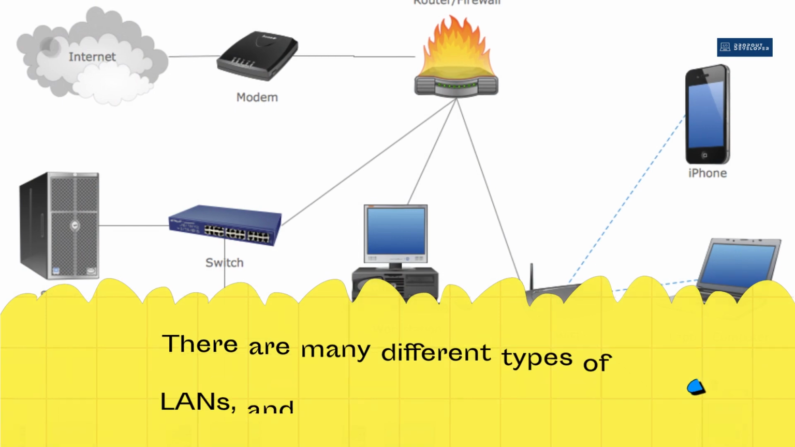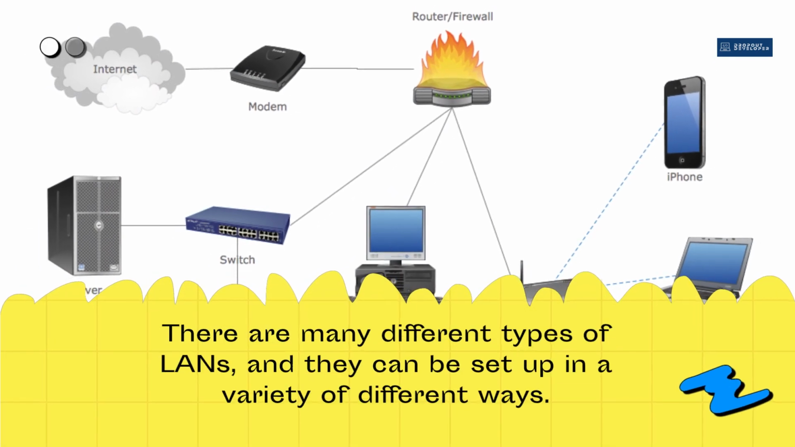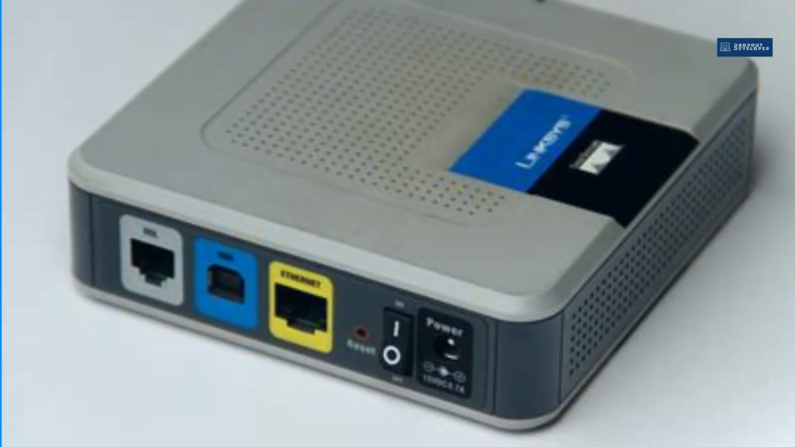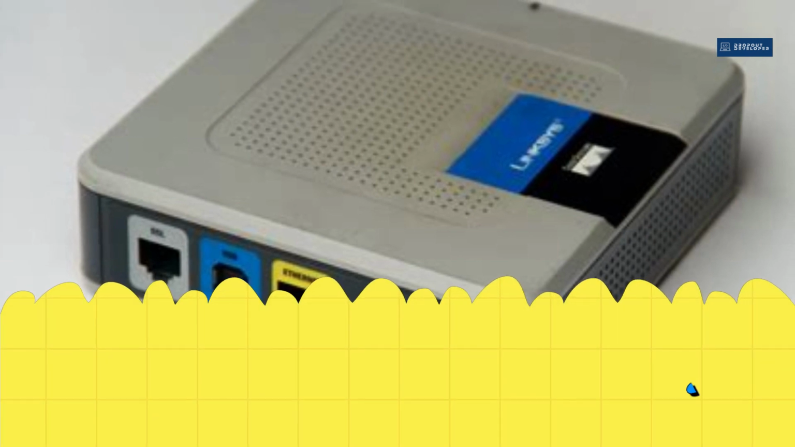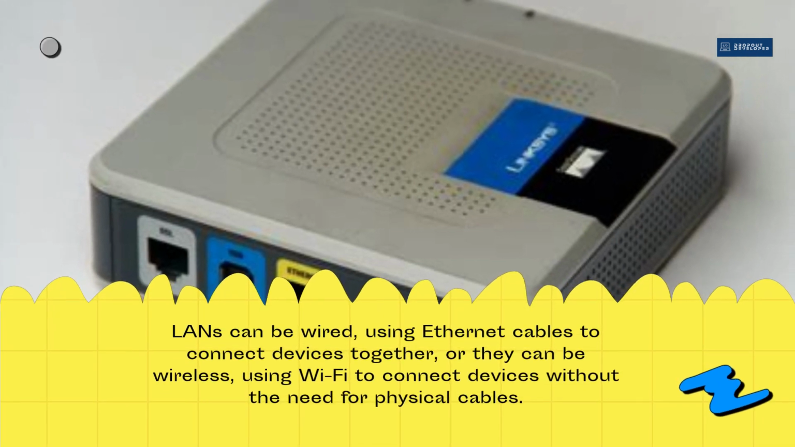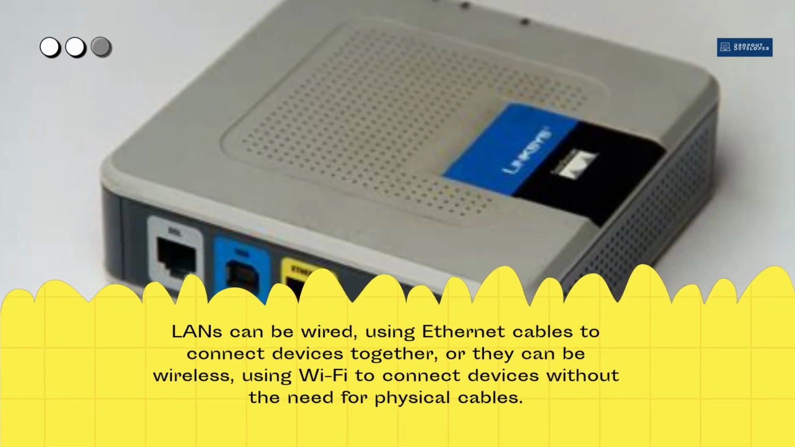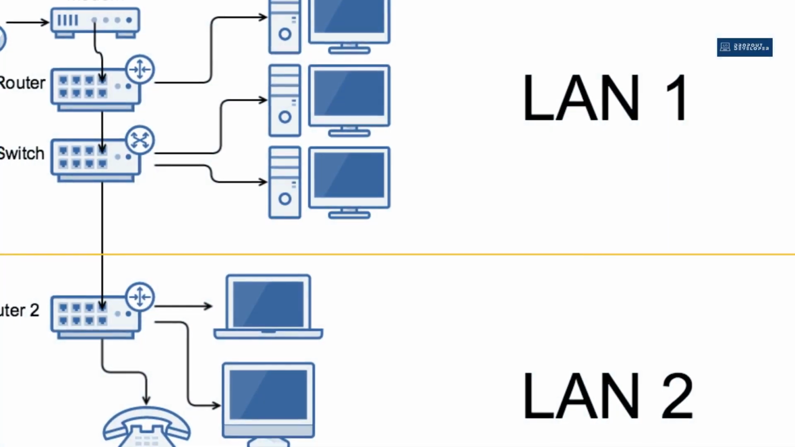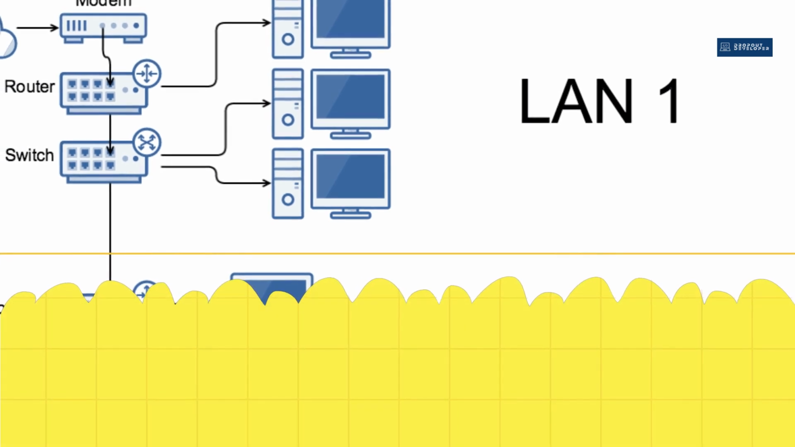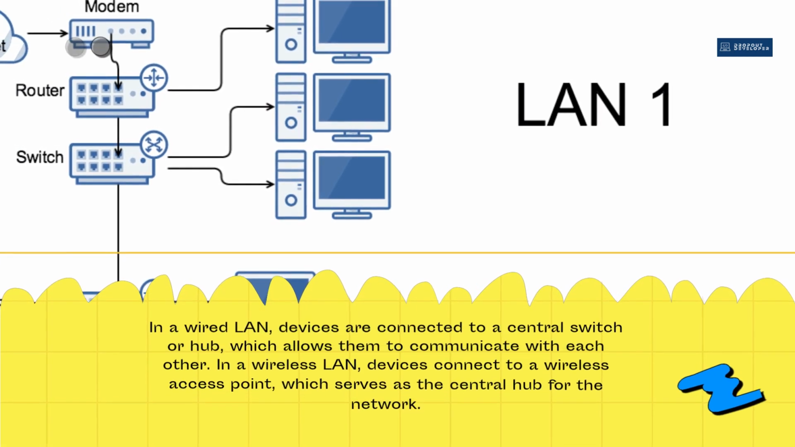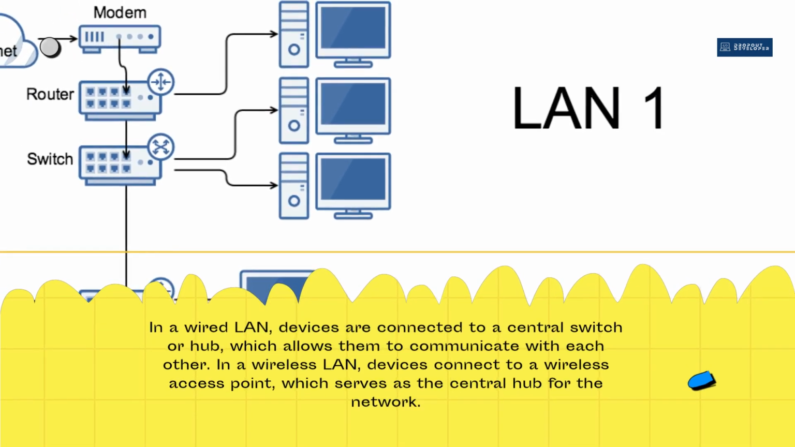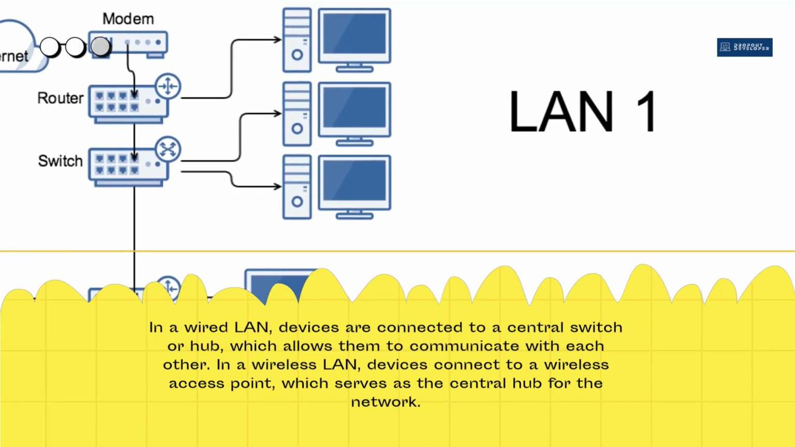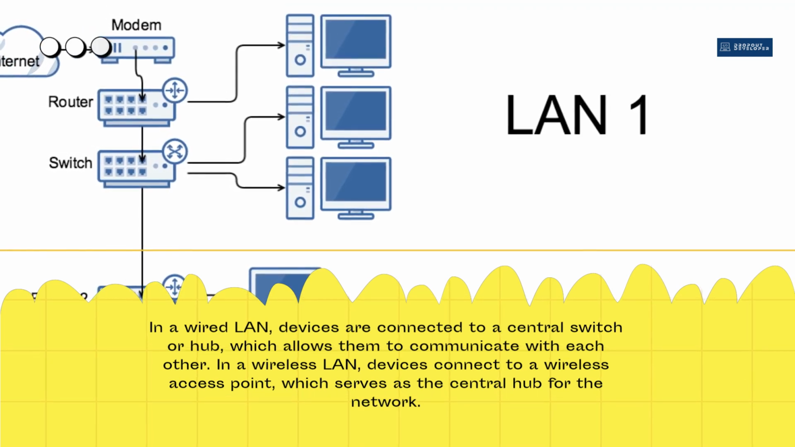There are many different types of LANs, and they can be set up in a variety of different ways. LANs can be wired, using Ethernet cables to connect devices together, or they can be wireless, using Wi-Fi to connect devices without the need for physical cables. In a wired LAN, devices are connected to a central switch or hub, which allows them to communicate with each other. In a wireless LAN, devices connect to a wireless access point, which serves as the central hub for the network.